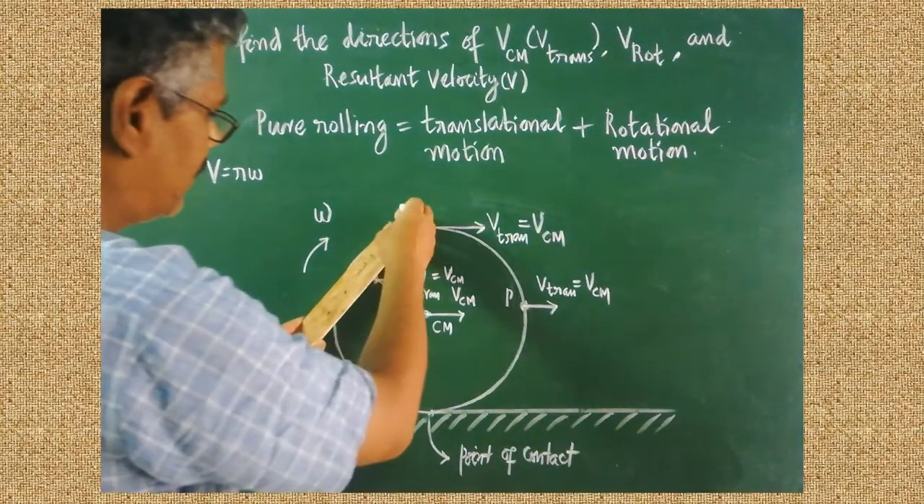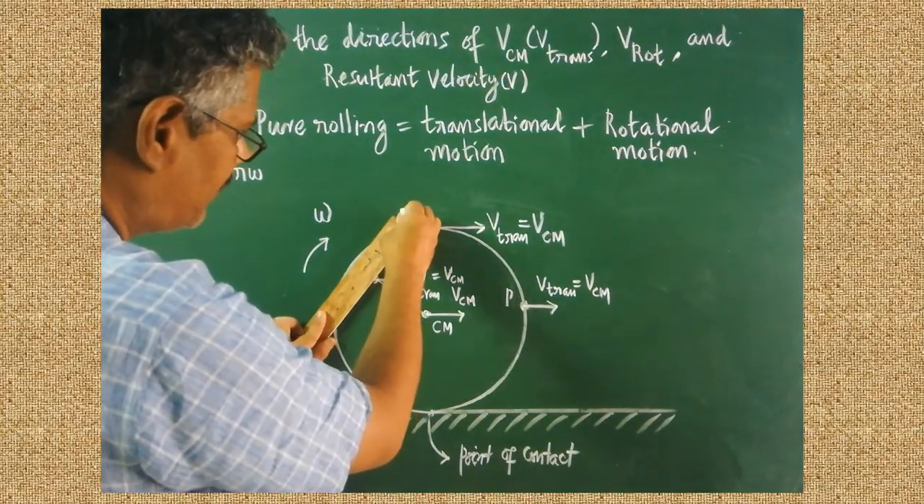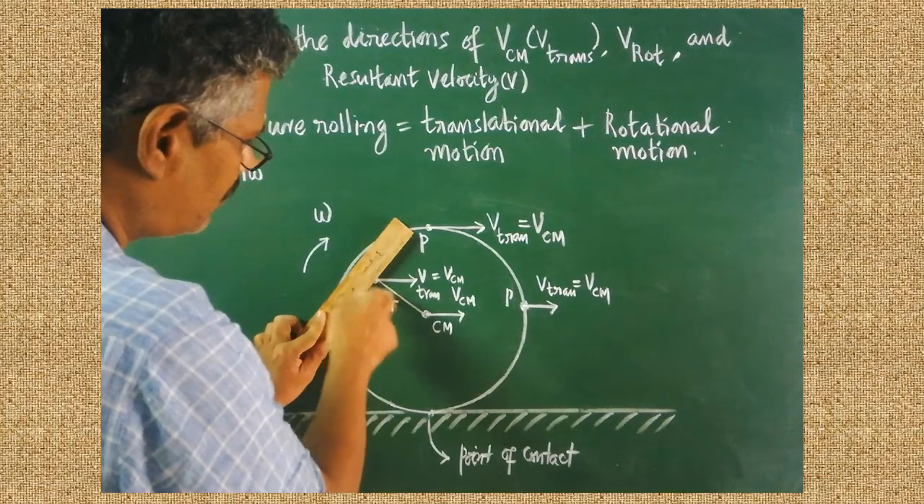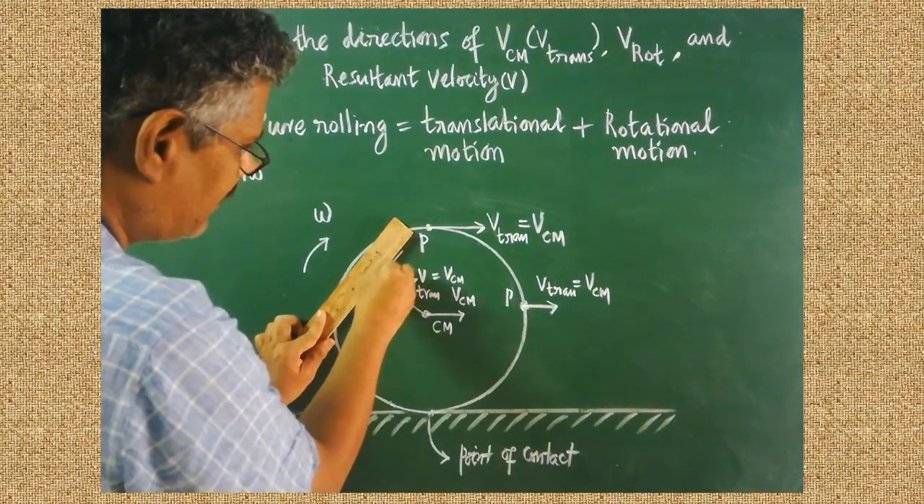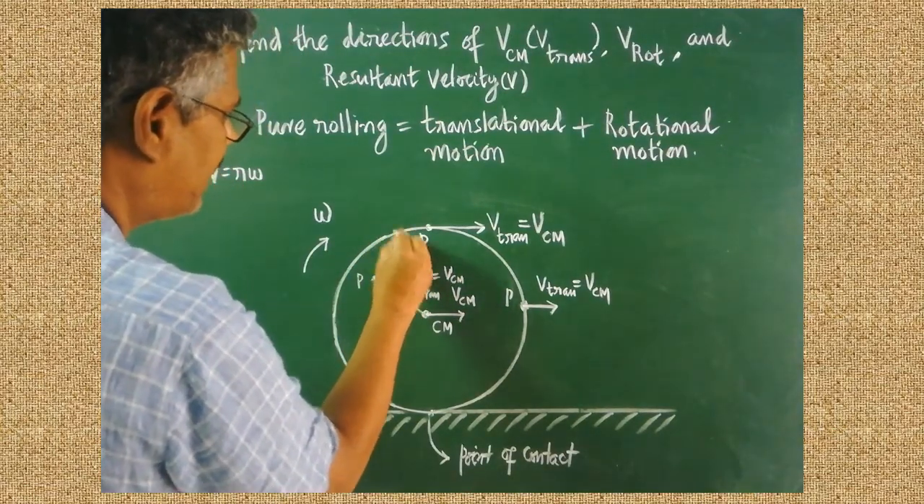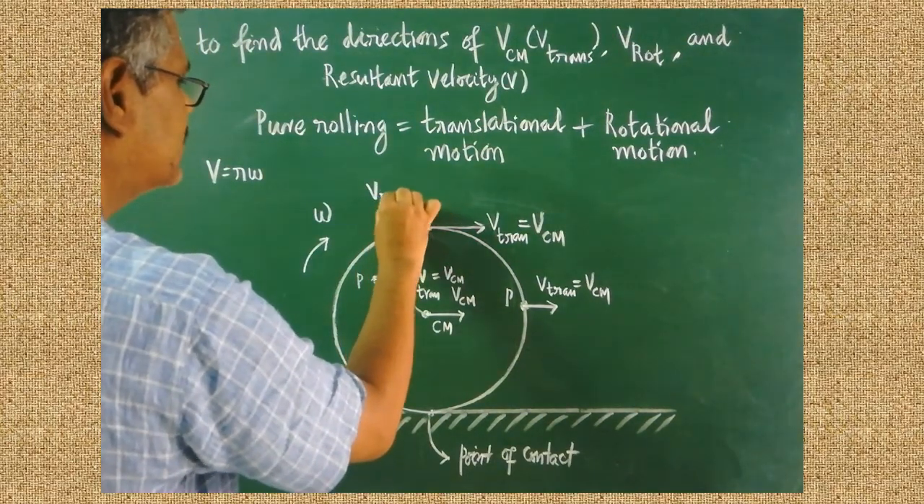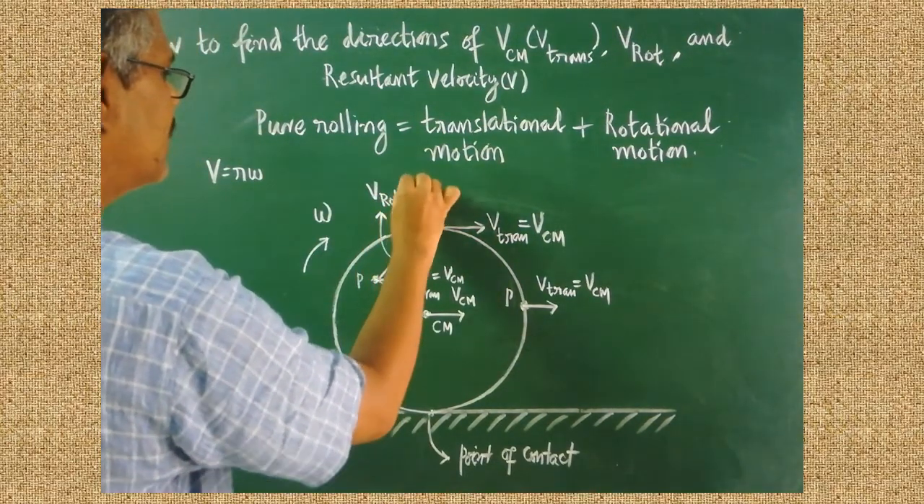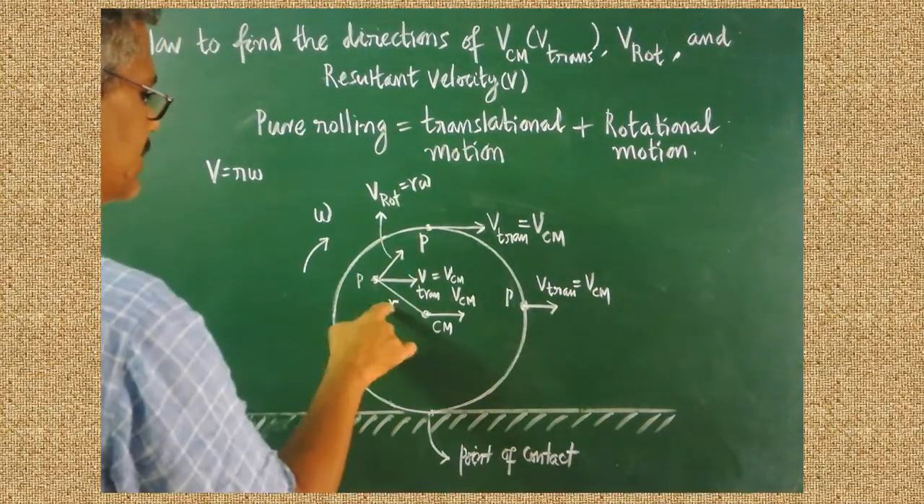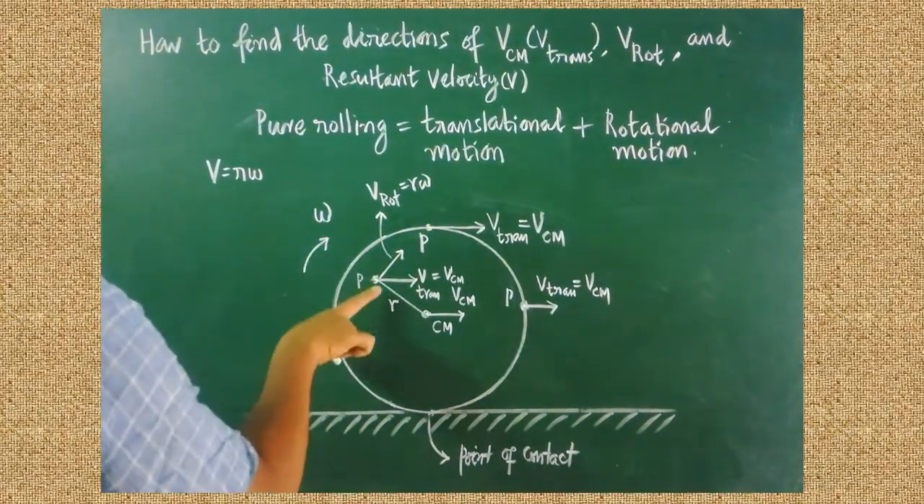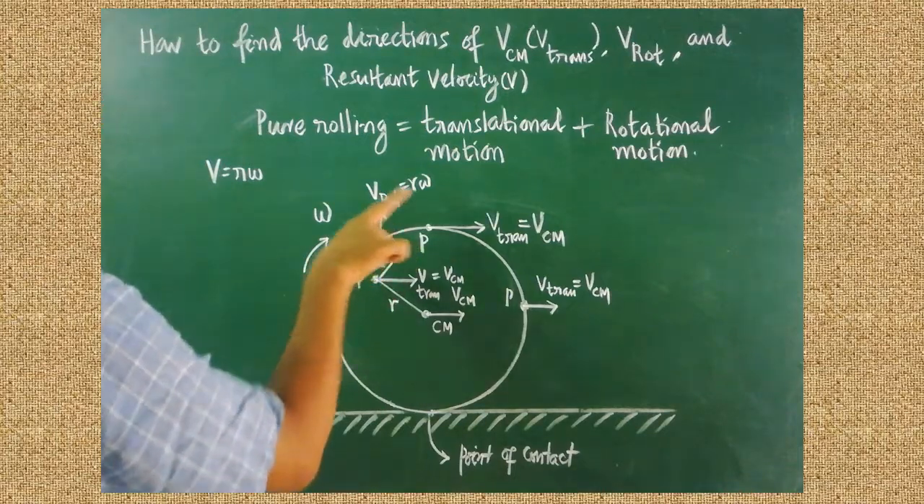Are you clear? Now draw the perpendicular line. First you have to keep the scale perpendicular to this line. So this is the direction of V rotation. Make a note. This is the direction of V rotation. Its value is r into omega, distance into omega. So in this direction alone, that V rotation acts.